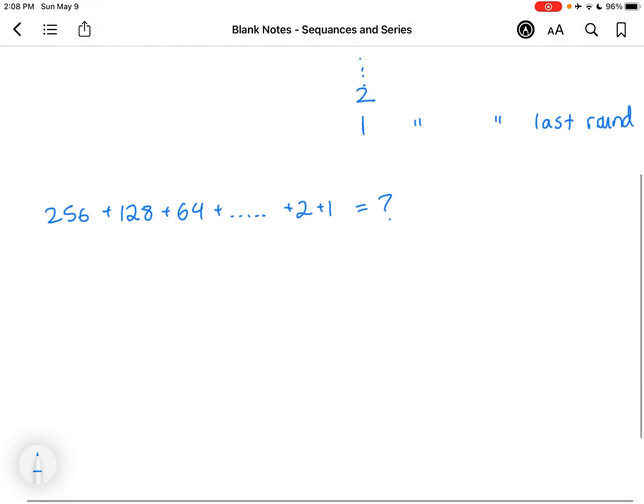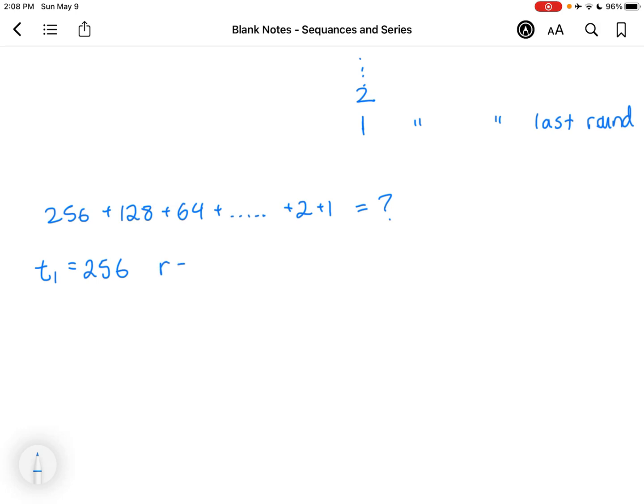Okay. So T1 is 256. R, these we keep multiplying by a half. They keep halving. Okay, so R is a half and Tn is 1. And we want to know what's n. So we have to do sort of the same exercise that we just did in the previous 2 questions. We are going to end up with Tn is 1.